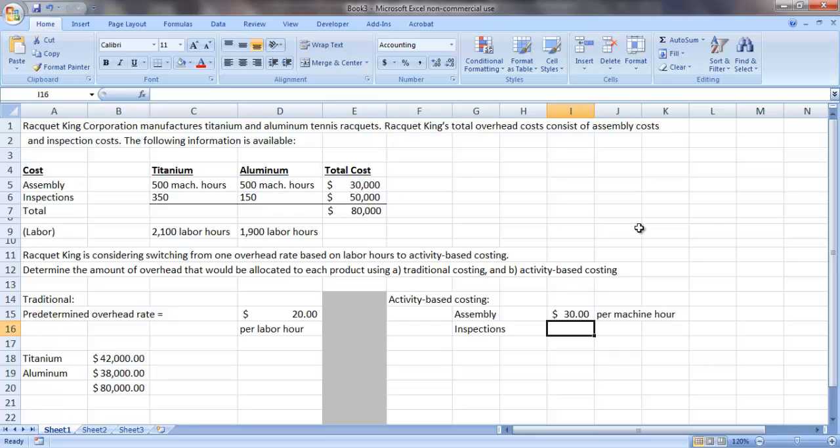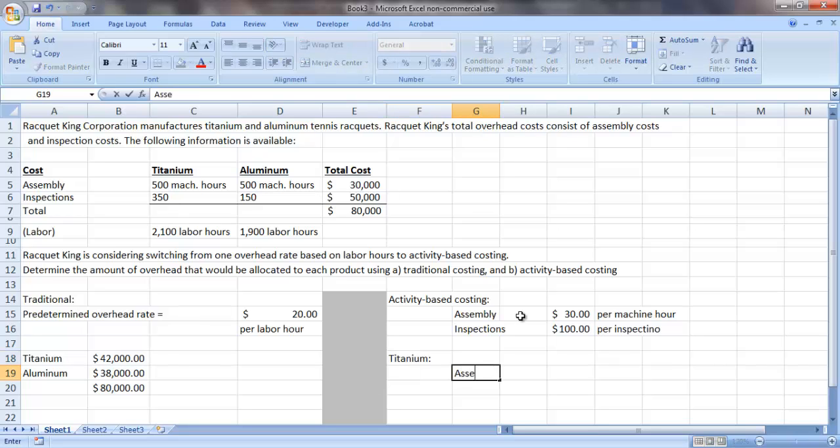So the inspections activity rate would be calculated in a similar manner. $50,000 in costs have been allocated to that cost pool, divided by the total amount of activity in that cost pool. That's the 350 inspections required by titanium, plus the 150 inspections required by the aluminum product. That tells us the activity rate for inspections is $100 per inspection. Now when we go to allocate the overhead to these products, we need to do so on the basis of those activity rates.